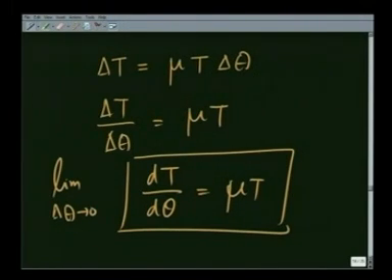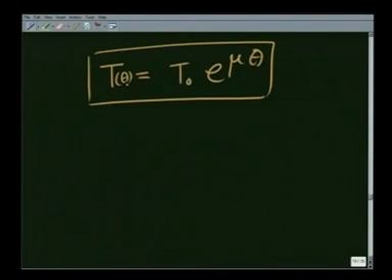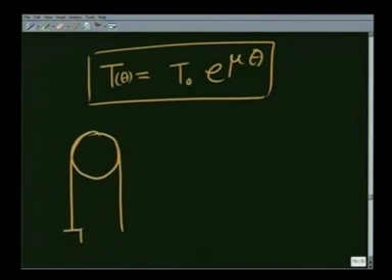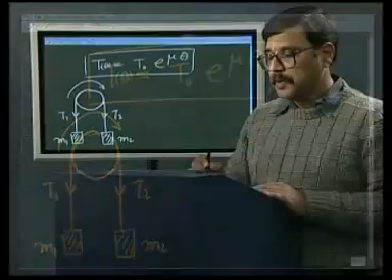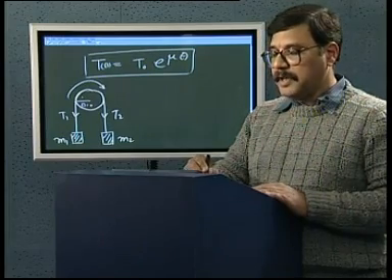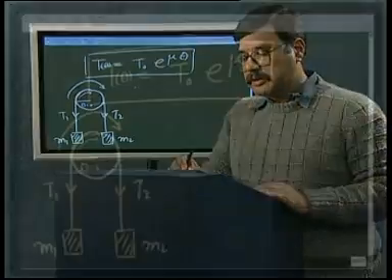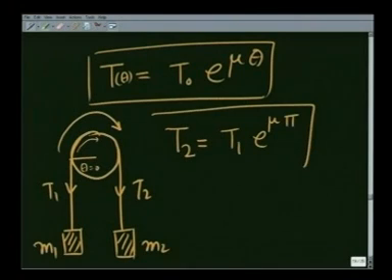This equation is quite easy to solve, and you have been doing it in many different places. The solution for this comes out to be t equals some t0 e raised to mu theta, where t is being measured as a function of theta. T0 is at theta equals 0. So, let me just again make a picture and show you that this was mass m1, this was mass m2, T1, T2, theta is increasing this way, t is increasing this way, and if I take this to be theta equals 0, as theta increases, tension also increases. So, you can see in this case T2 is going to be equal to T1 e raised to mu times pi.